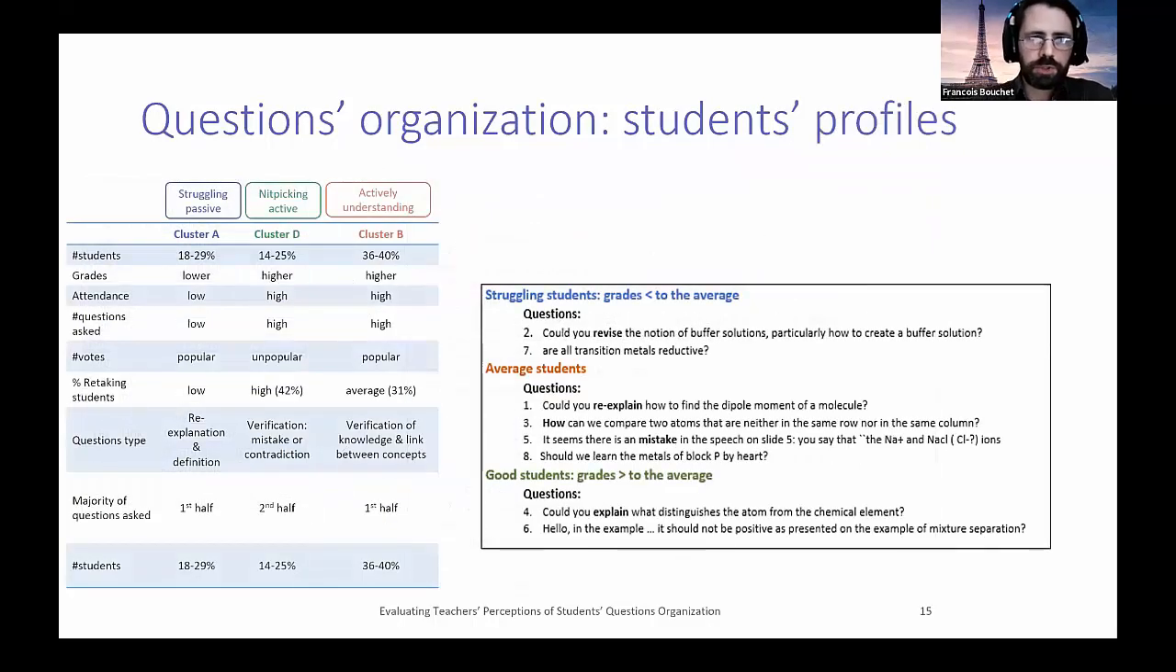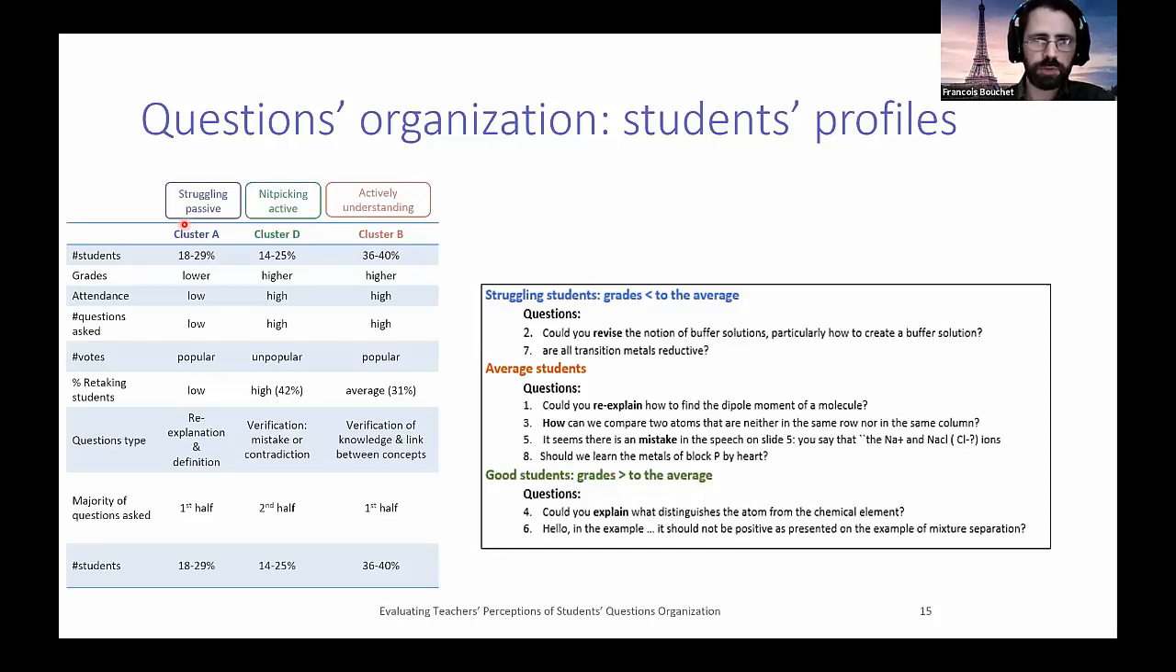The second organization is based on the student's profile. So here we rely on the clusters that we previously obtained. In particular, across all the courses, we have seen that there are three consistent clusters, which we call here A, B, and D. These are just arbitrary names. The first cluster corresponds to students who are not asking many questions, who are attending less than average to the Q&A session, and who mostly ask questions of explanation or redefinition of things that are already in the course. But in terms of votes, their questions are popular. They receive a lot of votes from other students.